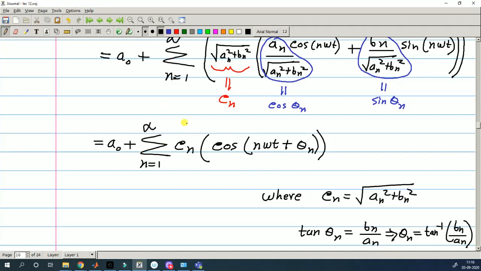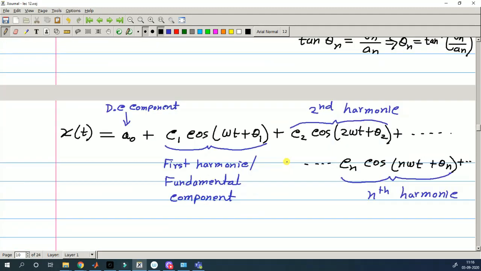My mistake, this here should be minus. cos A cos B plus sin A sin B is cos of A minus B, and yeah, here also minus, minus and minus.